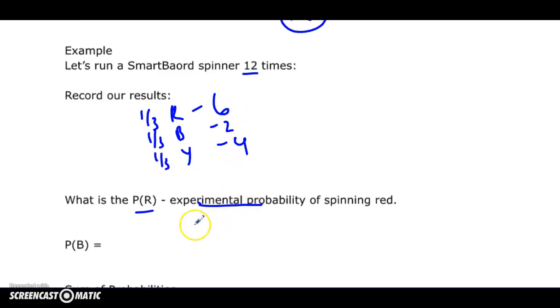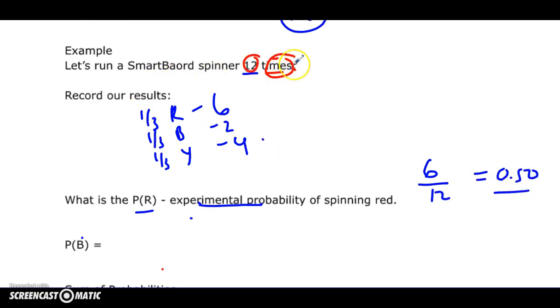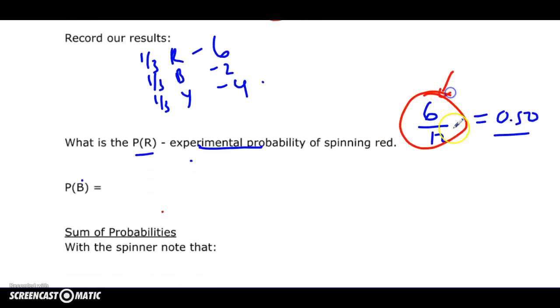But what did happen was, if I was looking at the probability of red, 6 out of 12 times I got red, which is 0.50. That's what happened. That's experimental probability. So the experimental probability is what actually happened. So you write that like that. It's just what you observed over the total number of times. And so, for example, the probability of B happening is 2 over 12.